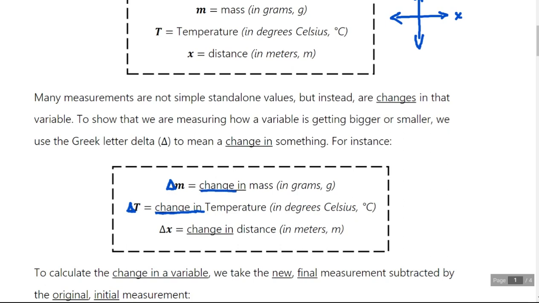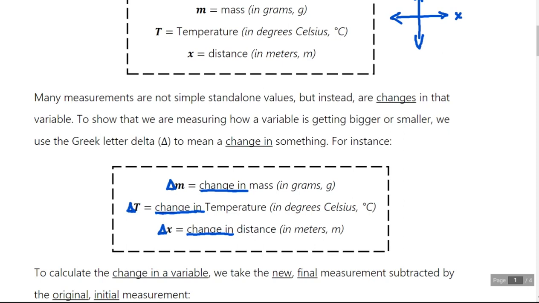Okay. So whenever you put a delta in front of a variable like one of these guys, like this X, it means we have a change in that thing. And so in this case, we're using the X to represent distance in meters. So the distance that something is away from something else is changing. Maybe it's getting farther away, maybe it's getting closer, but in either case, there's a change in that measurement.